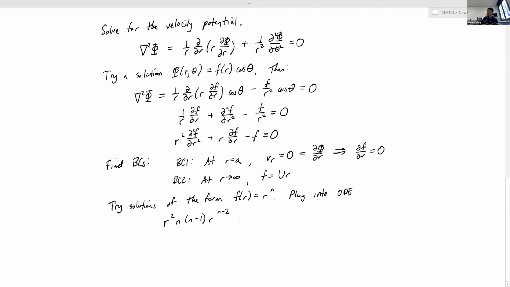Next term is even easier. You have original r, and then the derivative of r to the n is just n times r to the n minus 1. And then the last term is even easier. That's just r to the n. That has to equal 0.